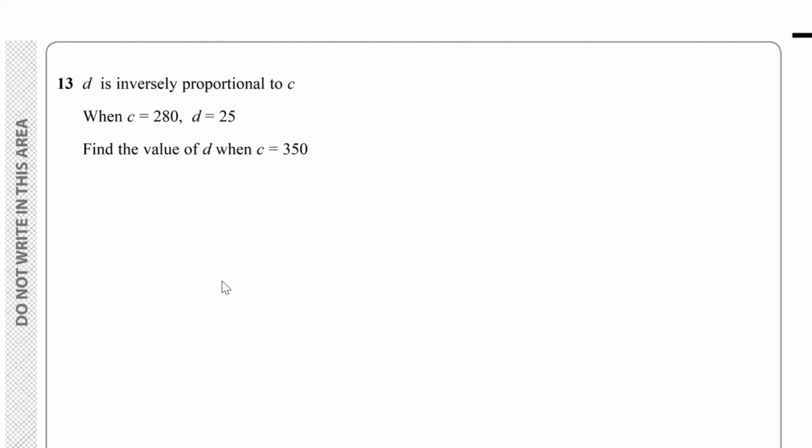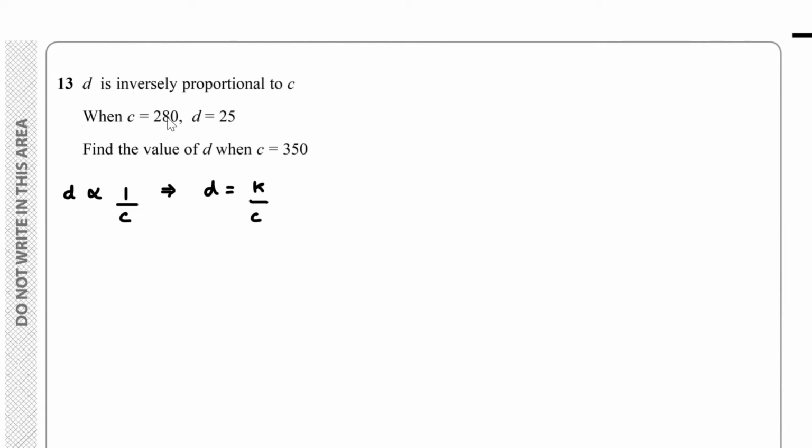Question 13. D is inversely proportional to C. When C is equal to 280, D is equal to 25. We have to find the value of D when C is 350. Well, first of all, we know that d is inversely proportional to c, so we can write this down in terms of what we see here. We have d inverse proportional sign and then 1 over c. And we can now replace the proportionality sign with an equals k. So we have d equals k over c.